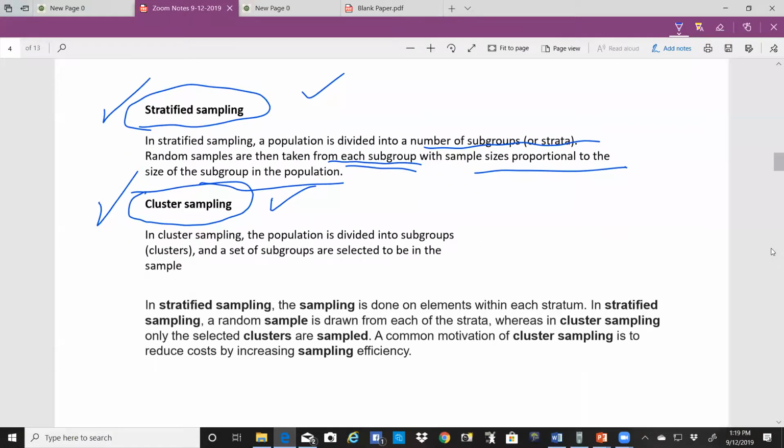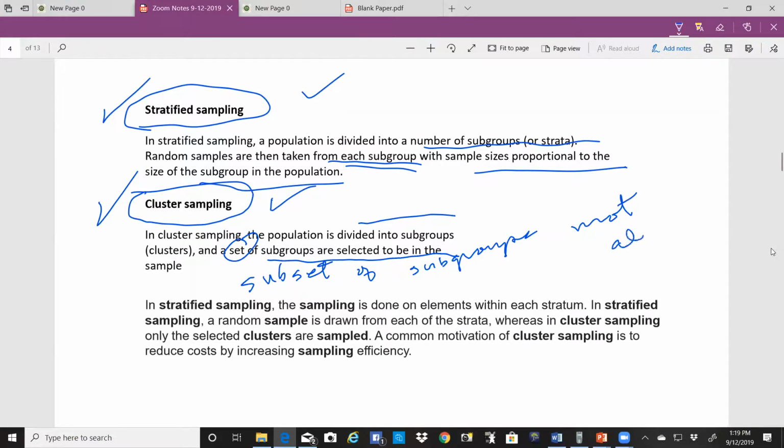Now, in cluster sampling, the population is divided into subgroups, and a set of subgroups are selected to be in the sample. And I think you ought to call this a subset of the subgroups. Not all. And the reason you might use cluster sampling is maybe you don't have enough funds to sample every subgroup.